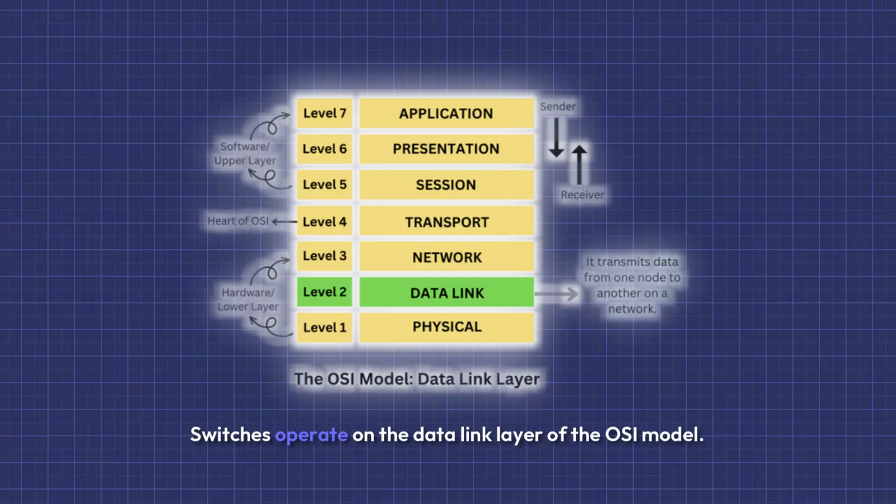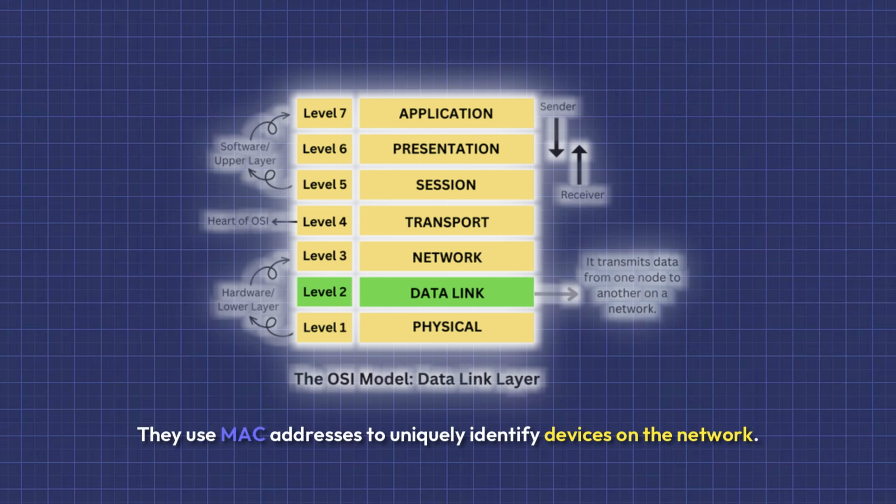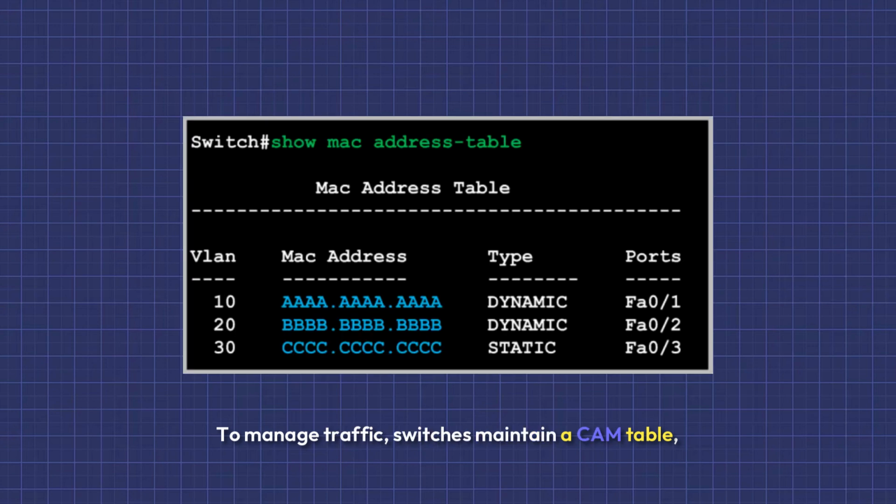Switches operate on the data link layer of the OSI model. They use MAC addresses to uniquely identify devices on the network. To manage traffic, switches maintain a CAM table, essentially a traffic cop for your network.